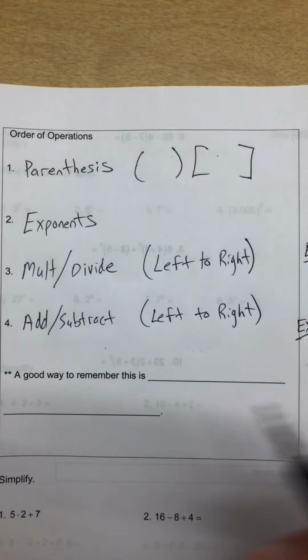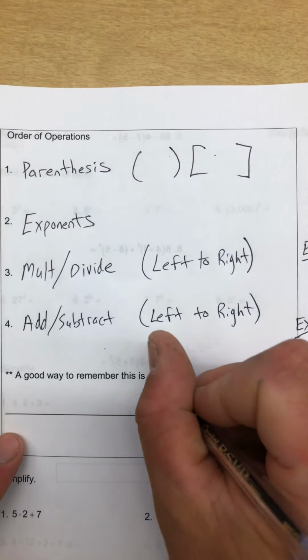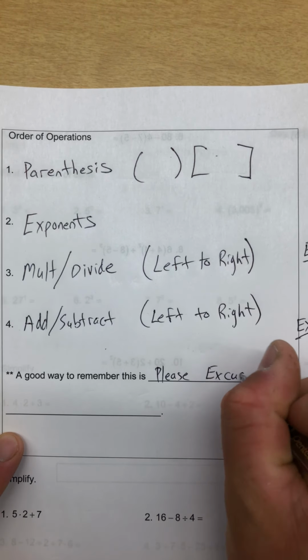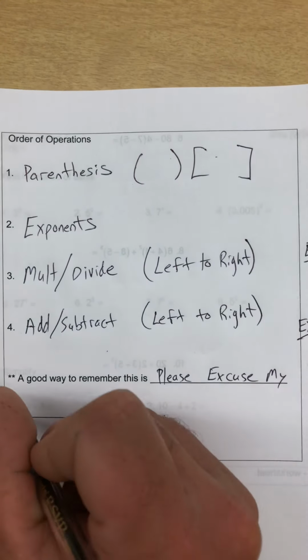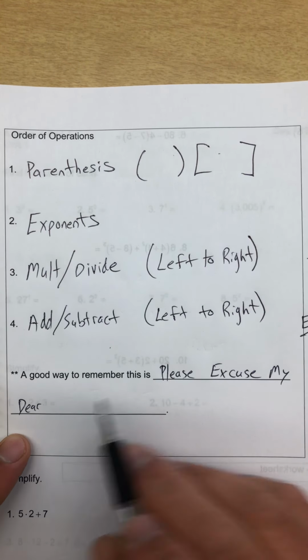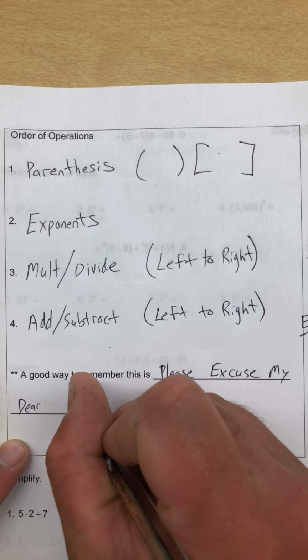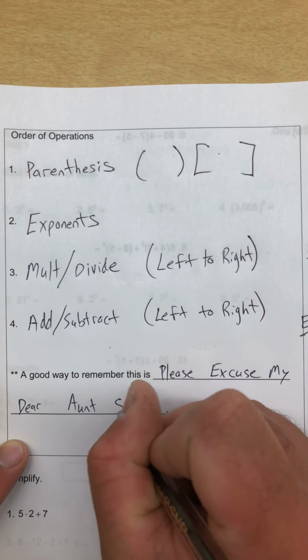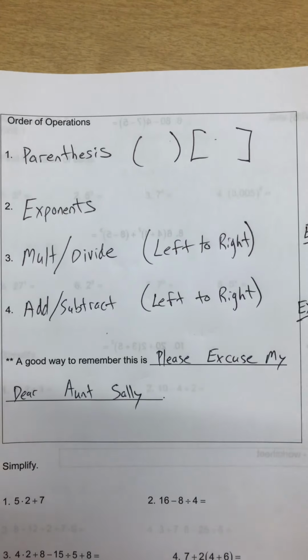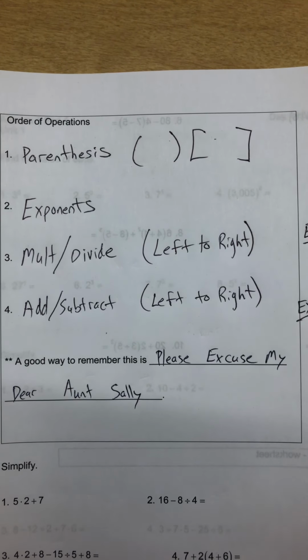All right, a good way to remember this. Some people have their own acronym. I just kind of mentioned it: Please Excuse My Dear Aunt Sally. Each letter stands for parentheses, exponents, multiply, divide, addition, and subtraction. If it helps, use it. If not, think of something that does, all right?